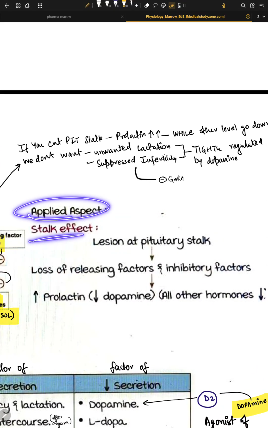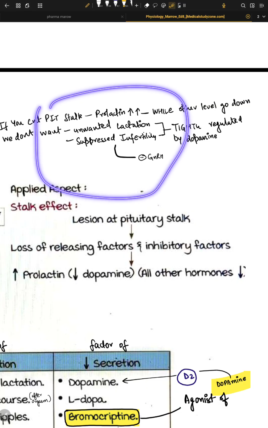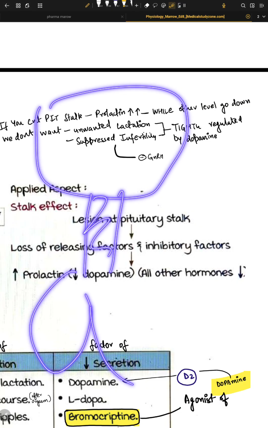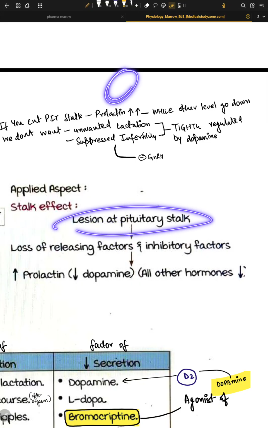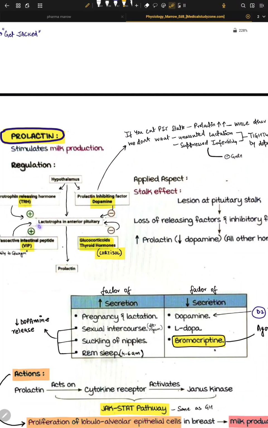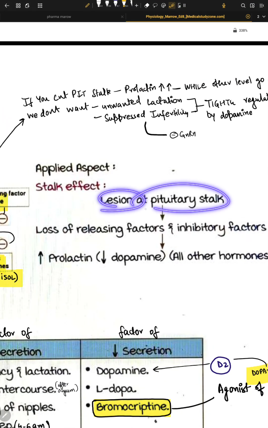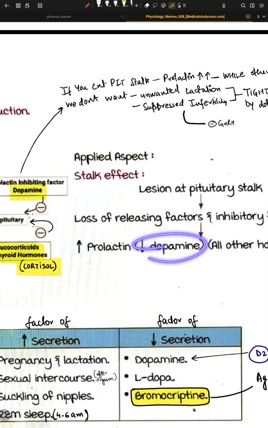So applied aspect, what's the applied aspect? Well, if there is any lesion at the pituitary stalk or the pituitary stalk gets destroyed. What is the pituitary stalk? This is the hypothalamus, this is the pituitary stalk, this is the anterior pituitary, this is the posterior pituitary. So if this stalk is getting destroyed, it means the dopamine which is made in the hypothalamus cannot travel to the anterior pituitary, and this prolactin is made in the lactotrophs of the anterior pituitary. So there are no brakes. Loss of inhibiting factor, loss of dopamine, so prolactin increases.